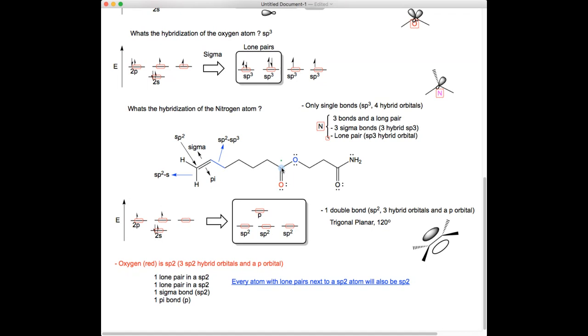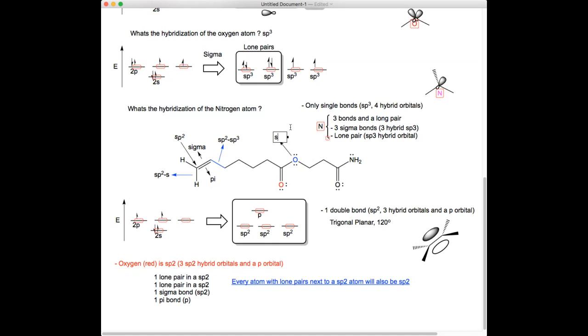So Galina, an example of what? You have it right here. What is the hybridization of, according to what I just said, what is the hybridization of this oxygen, guys? This oxygen is going to be sp2.